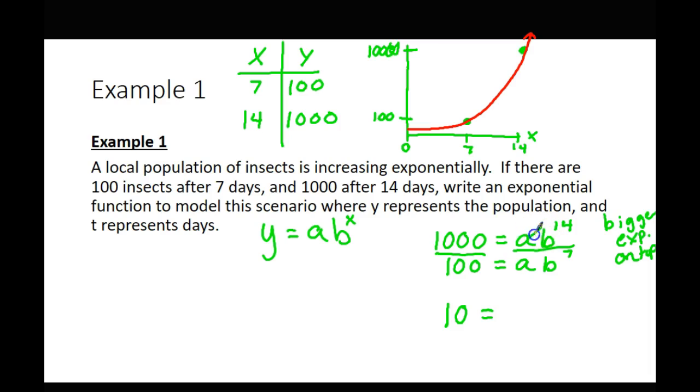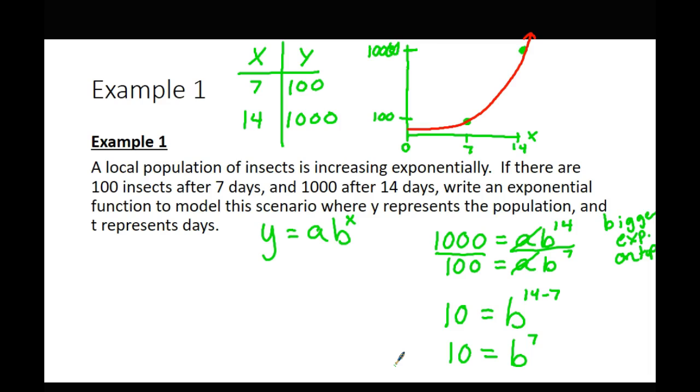Here's a cool thing. The a's go away. And so we just did elimination in a new and weird way, but that was elimination. I got rid of a variable. And then this can be simplified too. This becomes b to the 14 minus 7, right? You subtract your exponents. So now I've got 10 is equal to b to the 7th power.